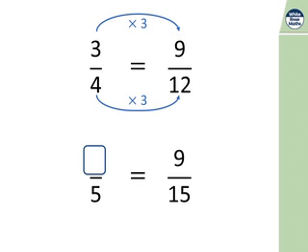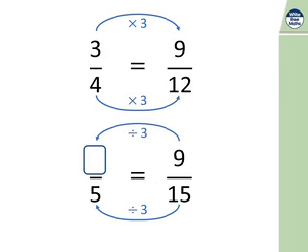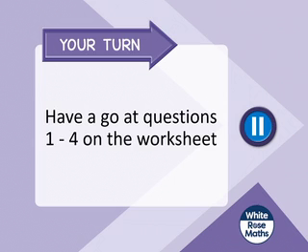For the bottom one, it's the other way round. I can see that 5 is 3 times smaller than 15, so I've divided by 3, which means I must do the same to the numerator. 9 divided by 3 is equal to 3, so 3/5 is equivalent to 9/15. Pause the video and have a go at questions 1 to 4 on the worksheet.